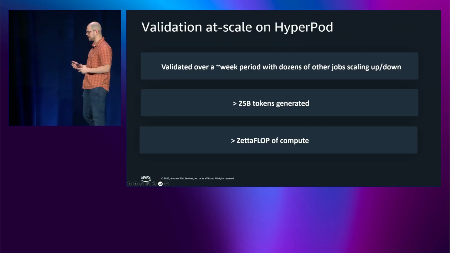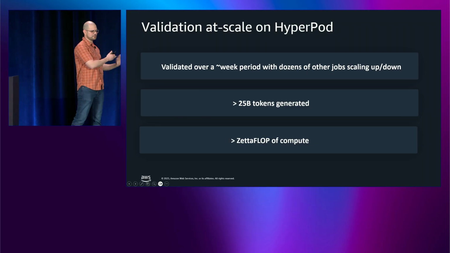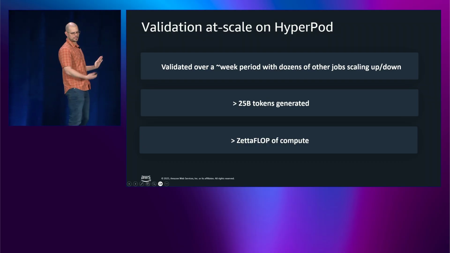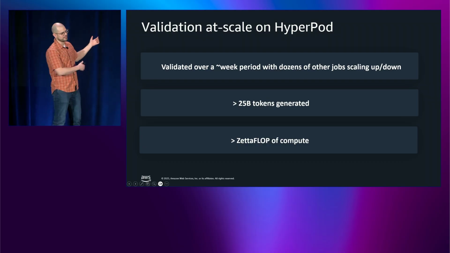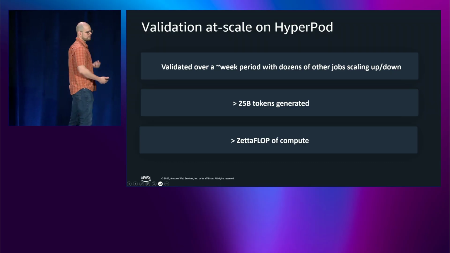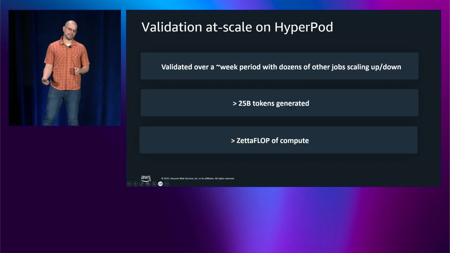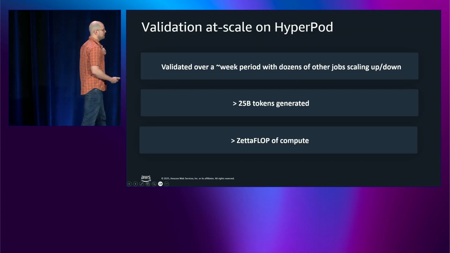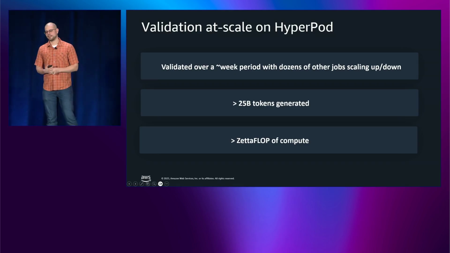So one thing that we did was, this is one line of research we worked on in parallel with dozens of other jobs all running on the same HyperPod. The final set of experiments that we presented, a subset of them here, you can reference our technical report for the full set of experiments. That was validated over about a week with other jobs scaling up and down. We went through over 25 billion tokens and over a zettaflop of compute.